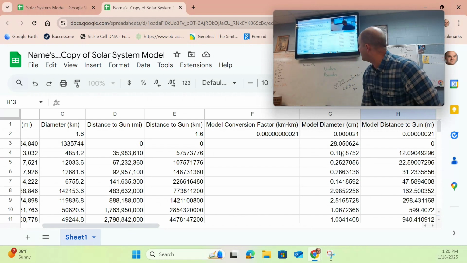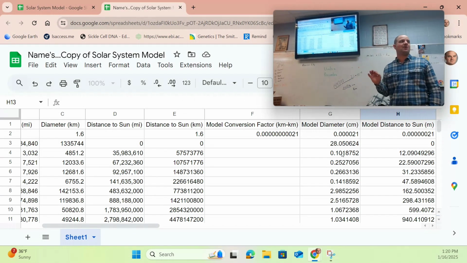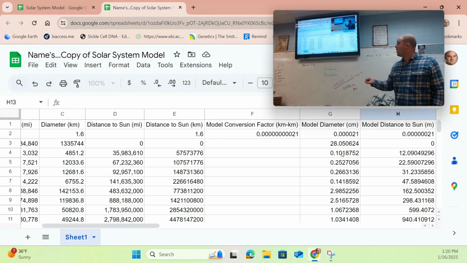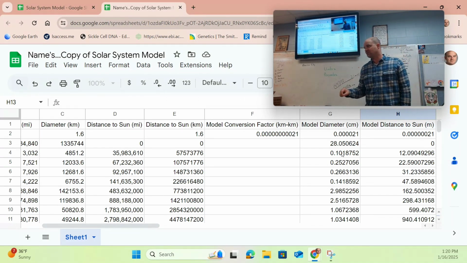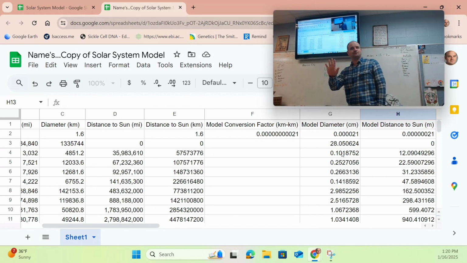This is the size of the actual planet in our model. 0.1 centimeters. That is equal to 1 millimeter. Look at your fingernails. You've got the width of your fingernails. You've got the length of your fingernails. I want you to look at the thickness of your fingernails. That is approximately a millimeter.